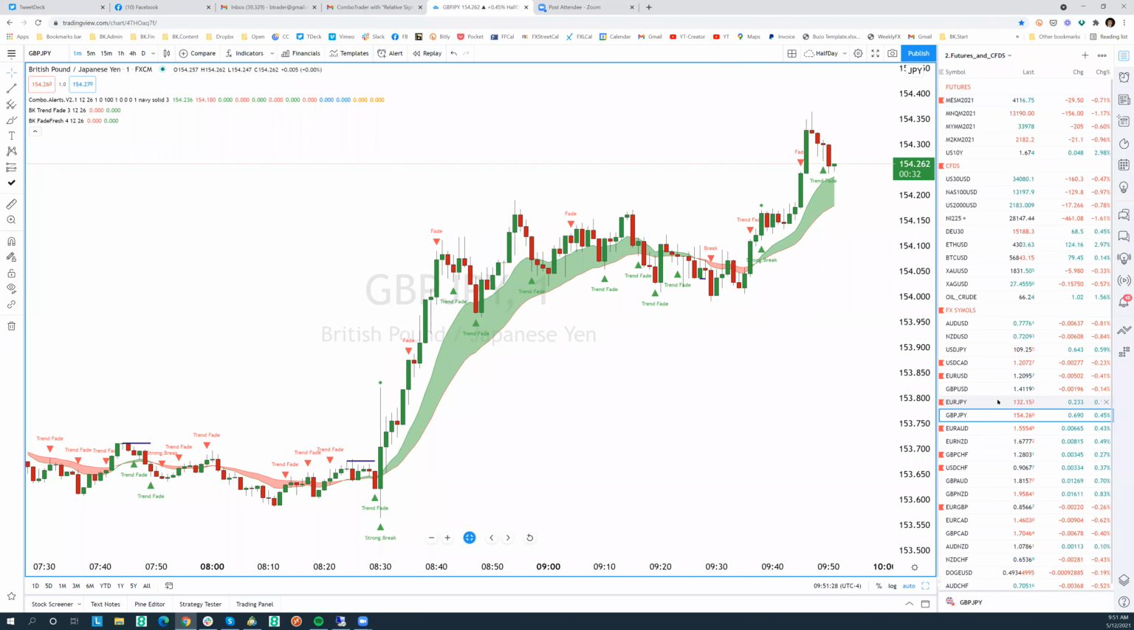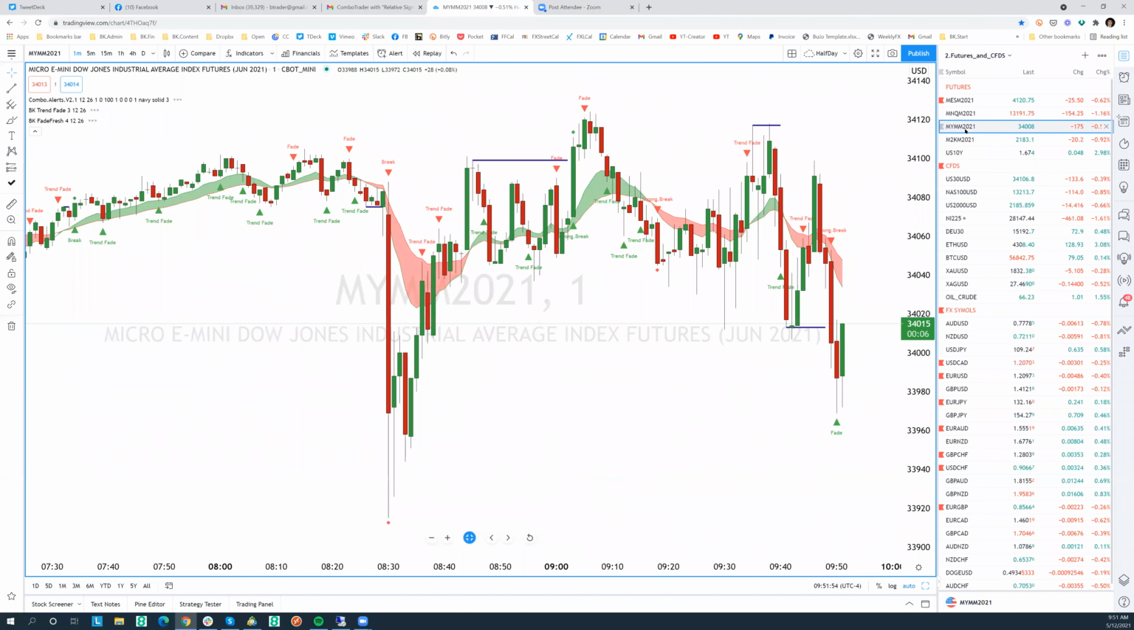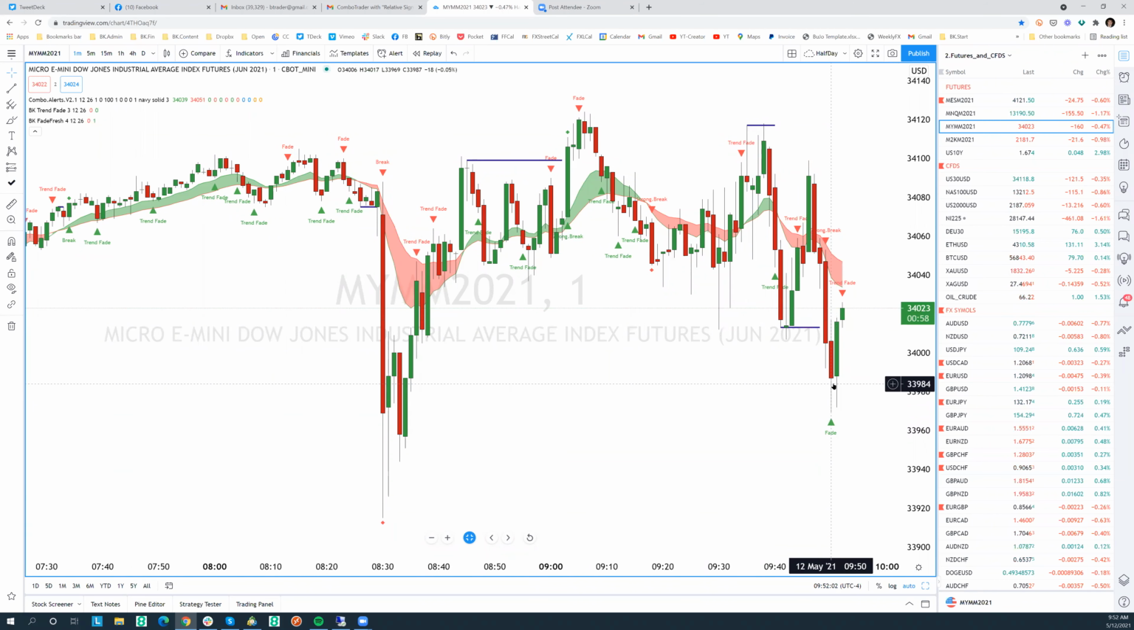And then what do I want? I want to look at CAD. Okay, not really. I don't want to do anything in CAD. CAD is in a very, very tight range right now, so nothing here that I really want to do. Let's go back to... Oh, look at it. We missed it, the YM had a fade move, right? But now this is where I kind of like trading the Dow. So we're going to watch this to the close of this structure, right?